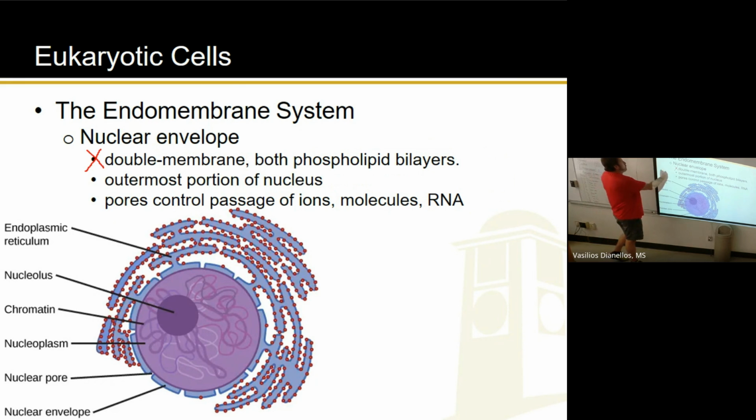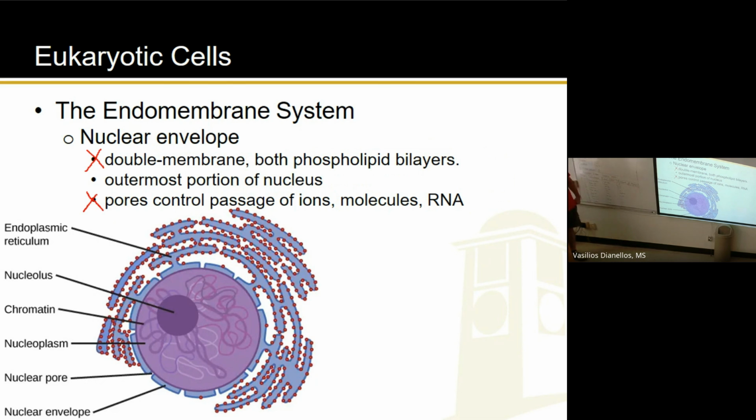It is the outermost portion of the nucleus, obviously, and it has pores that control the passage of ions, molecules, RNA, and a big old X through this. So the only thing you would need to know, and like she's already confirmed, not on this exam, is that the nuclear envelope is the outermost portion of the nucleus, which makes sense. You've got the nucleus and then the membrane that's outside of it. That's the nuclear envelope.